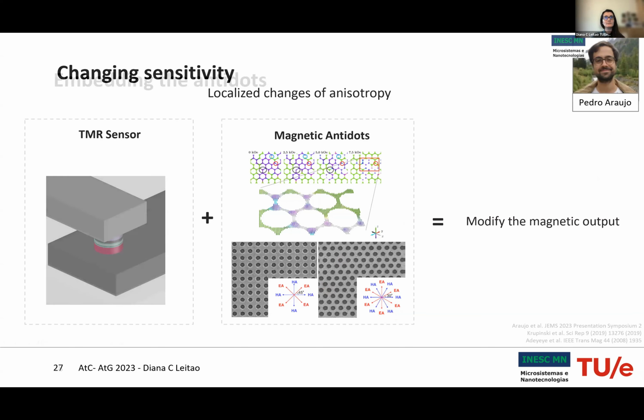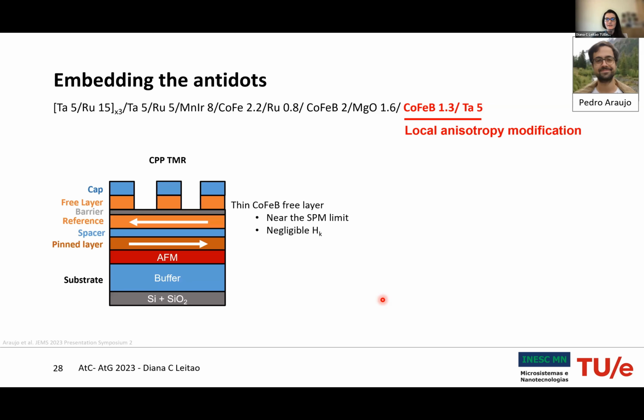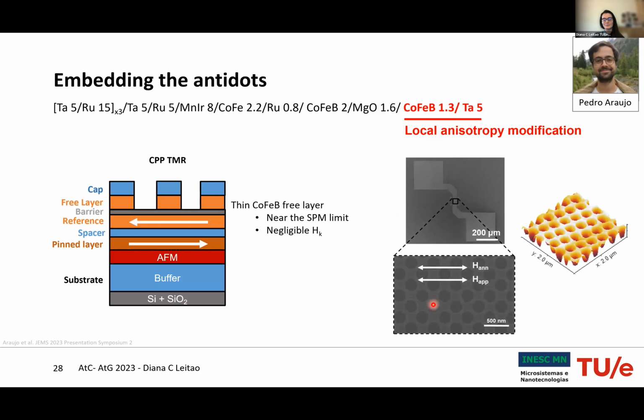By using this strategy, right now, the first step is, of course, being able to design a stack that can bear these local anisotropy modifications. And of course, that helps us to detect them. So for this case, a TMR junction with a very thin free layer is considered. And then a very challenging part comes in how to embed these small nanoholes into the free layer without destroying this barrier.